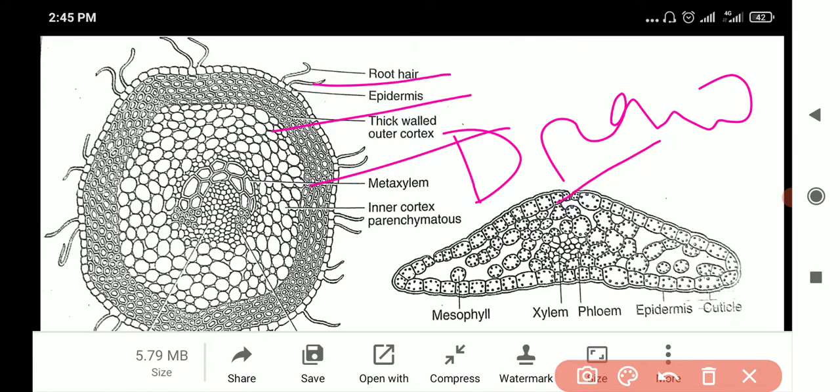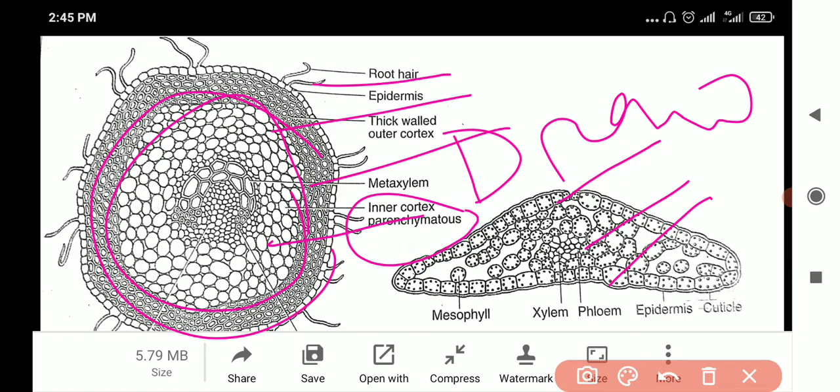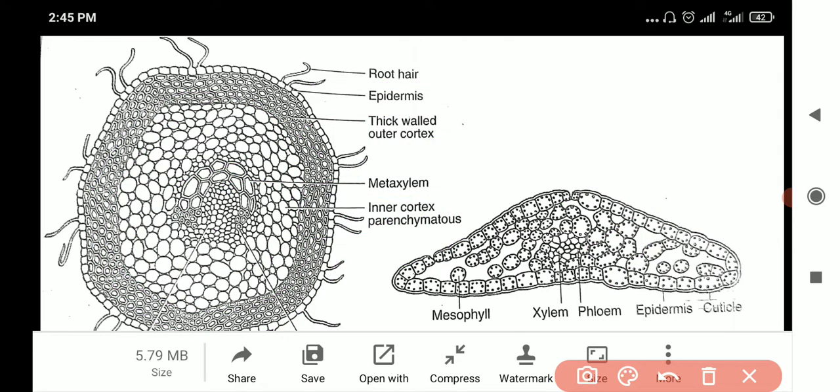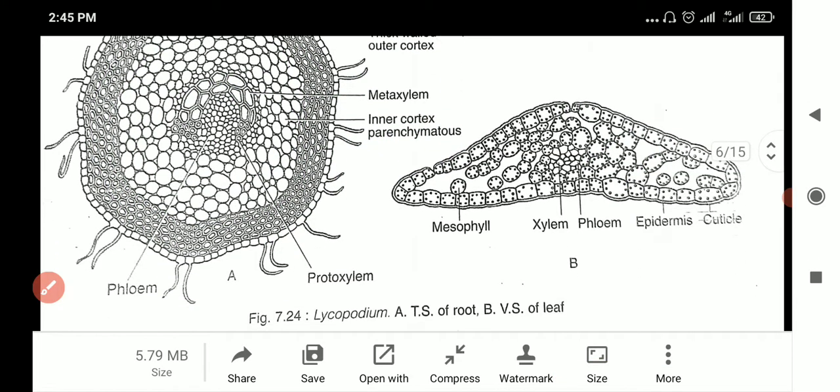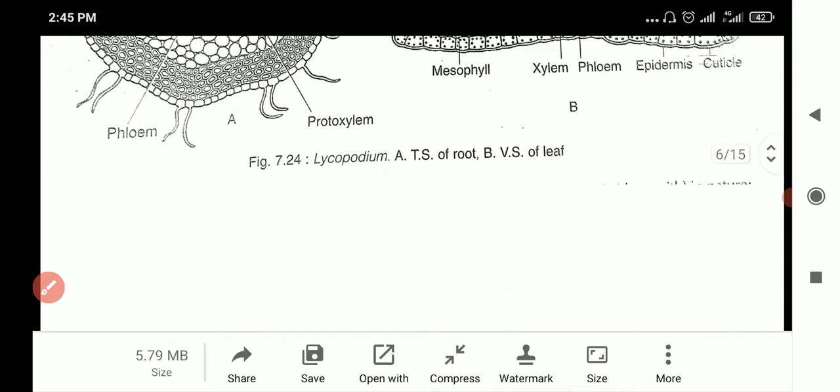Point 1 means the outer epidermis is covered by root hairs. And point 2, you will say by yourself, there is a thick wall of outer cortex which is sclerified. Do it by yourself. You just look here. Followed by the next point, you'll have the inner cortex, which is parenchymatous, and it follows the thick walled cortex. Then by yourself you continue giving the points. It's very easy.